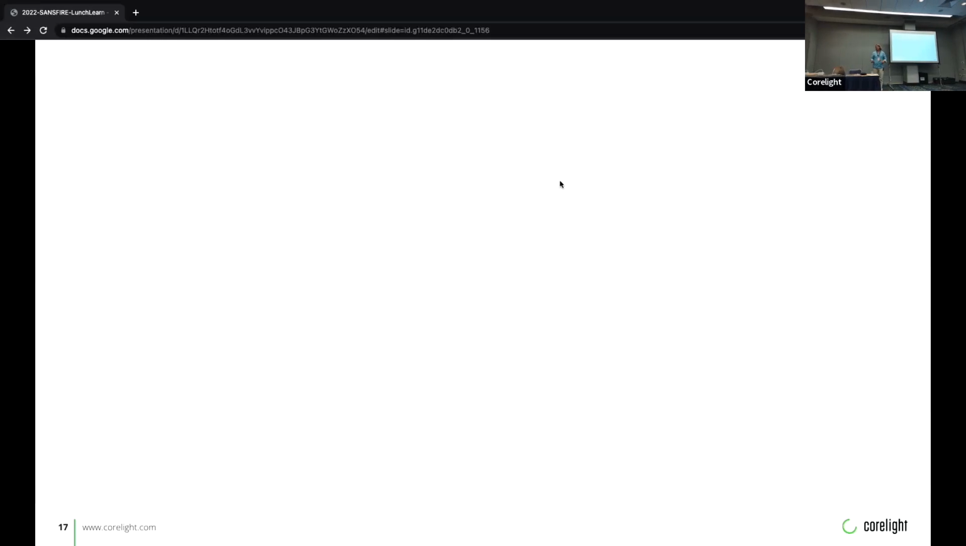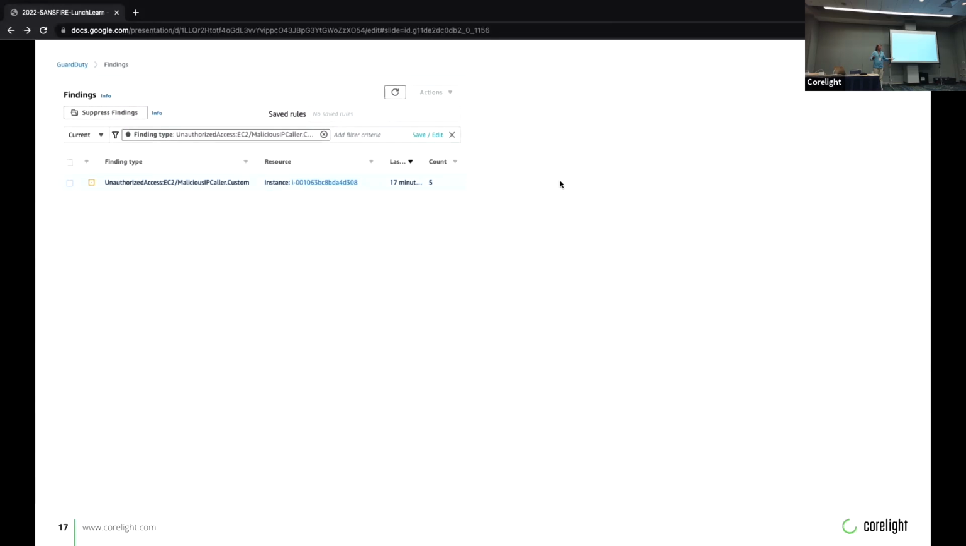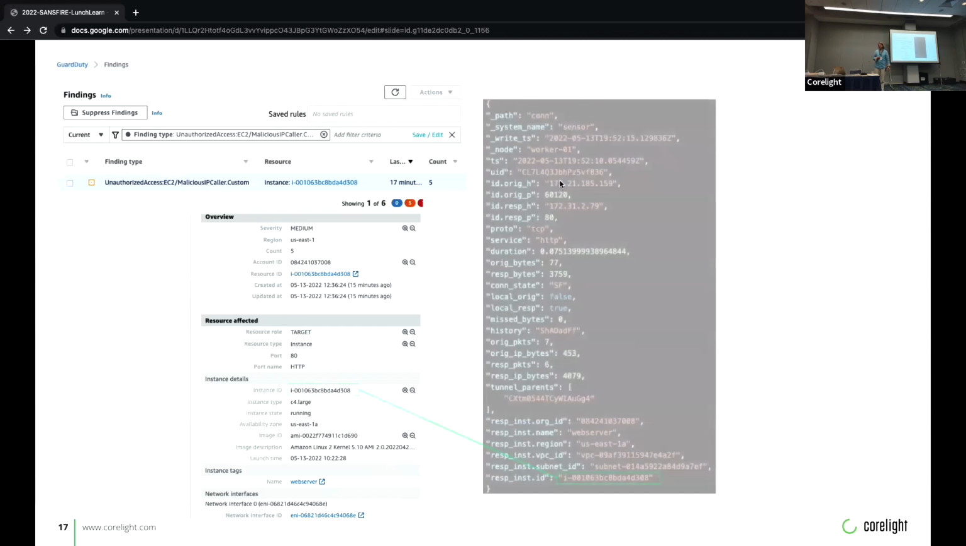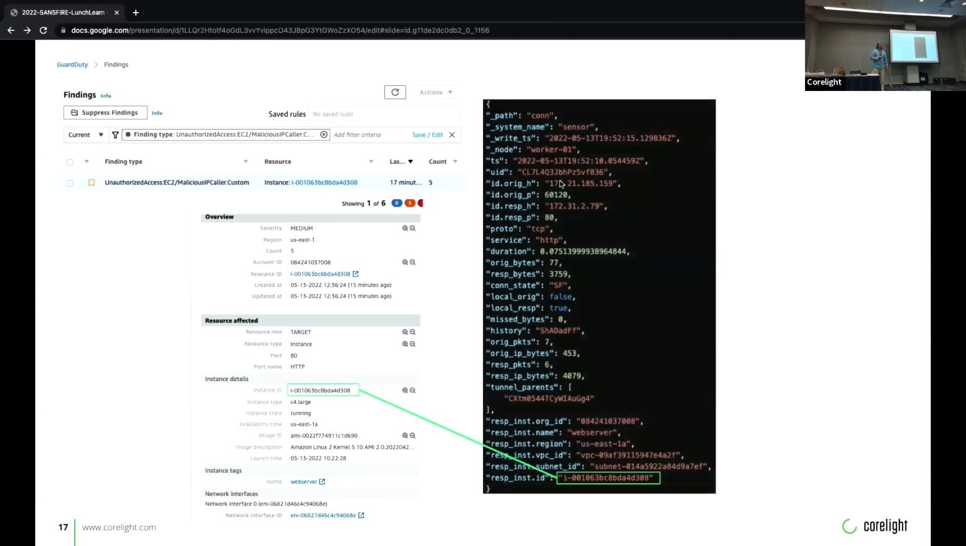So what does it look like? Well, if we use GuardDuty, a really common AWS tool, I see that I have a malicious caller. Let's drill into that. I'm going to get good information: the overview, the instance details, the network interface. That's good and that's a start. But what if I had better information? Because you can enrich Corelight through the API to add that information, now you can pivot from GuardDuty into your Corelight data and say, okay, I know this is the event.